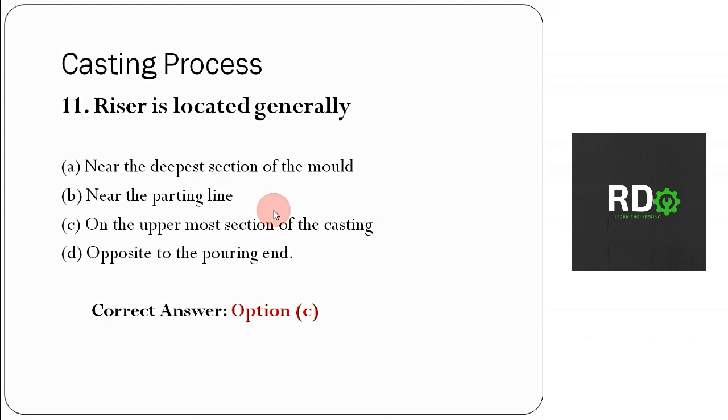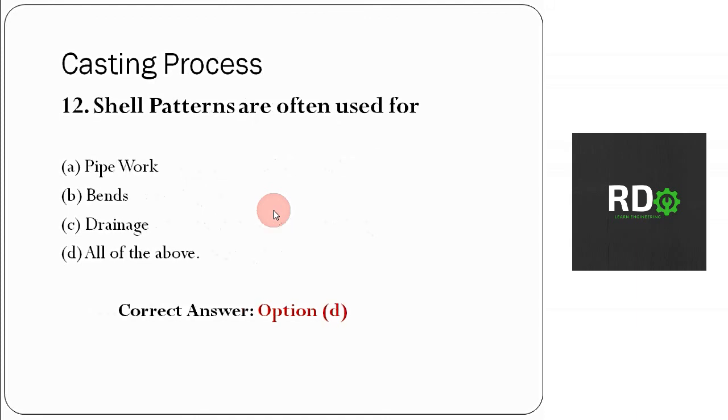Okay, so it is option C, on the uppermost section of the casting. Next, shell patterns are used for option A, pipe work, option B, bends, option C, drainage, and option D, all of the above. The option is all of the above, because as you can see, we also do this kind of shell pattern work in our first year workshop labs. We use these shell patterns to create bends, drainage, and also for the pipe work. So the correct option will be option D, the last option.